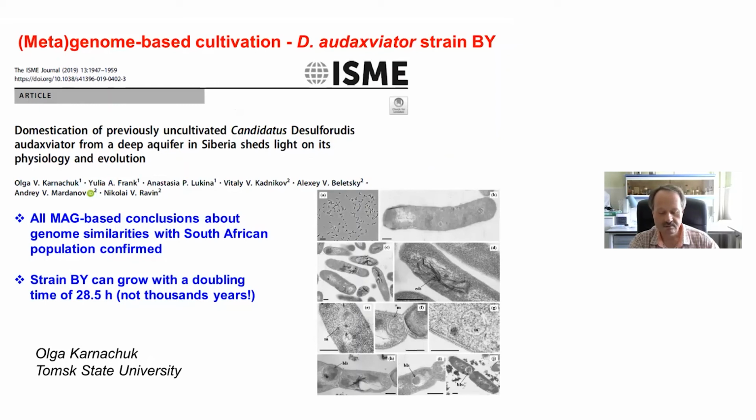This is certainly not a trivial task, since nobody during the last 10 years after the discovery of the Sulfurudis managed to cultivate it. The genome of the isolate appeared to be almost identical to the genome assembled from the metagenome. So the population is genetically near identical. All conclusions about genome similarities of Siberian and South African Sulfurudis were confirmed. Interestingly, the Siberian strain can grow with a doubling time of 28 hours. Certainly, it's not thousands of years, as was suggested for deep subsurface microbes.